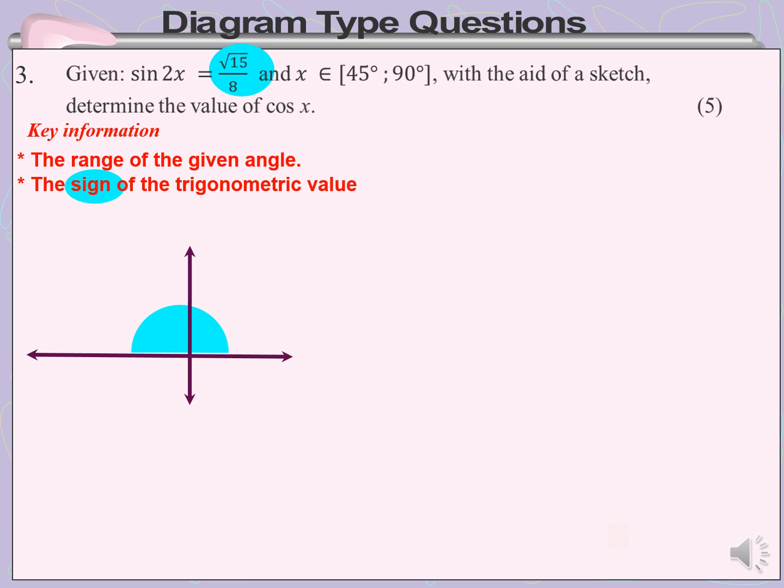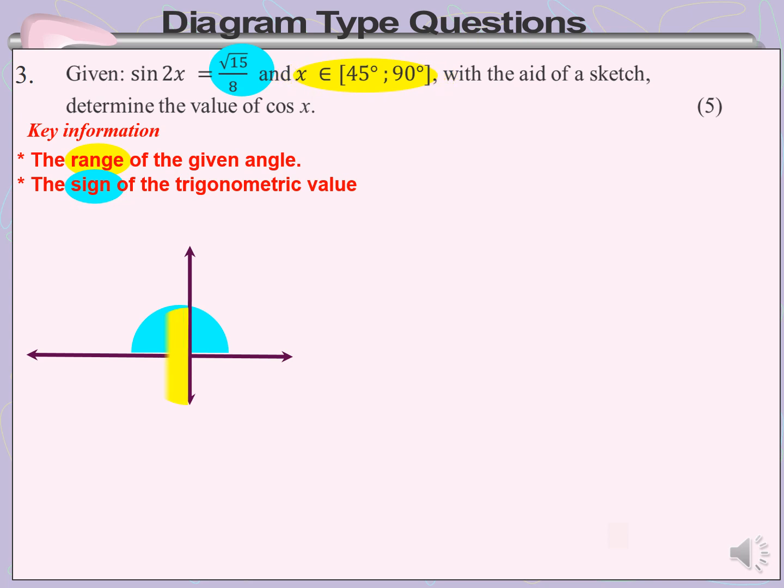Examiners can be very sneaky sometimes. So you need to be careful when you are reading your question and make sure that you have a very clear understanding of the question. So the range that we want is 45 times 2 up to 90 times 2, which means we need 90 up to 180 degrees. That is the range that we need to answer this question.